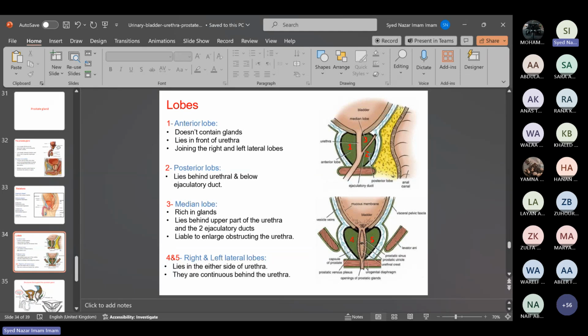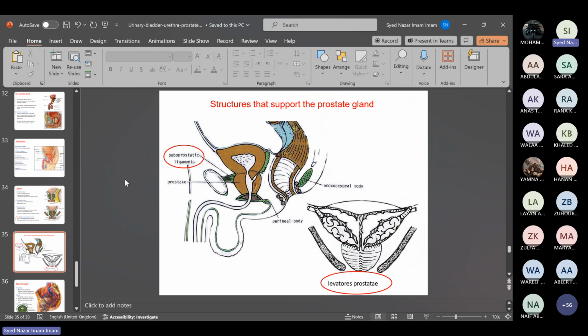And the central zone is for the carcinoma. So if there is a carcinoma, which doesn't affect the periurethral zone initially, it will not produce the symptom initially, but later on. But the benign enlargement affects the periurethral zone, meaning the zone around the urethra, so it will produce the compressive symptom very soon. So this is about the anatomy of the prostate.